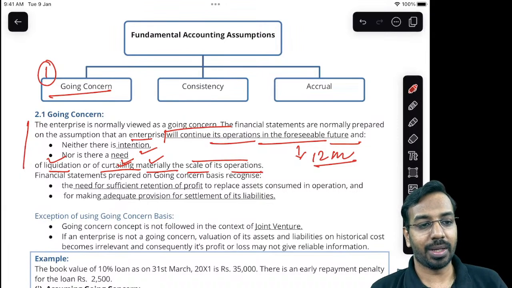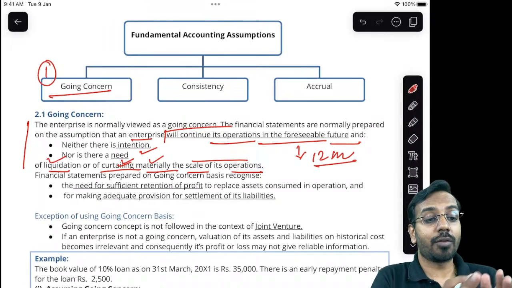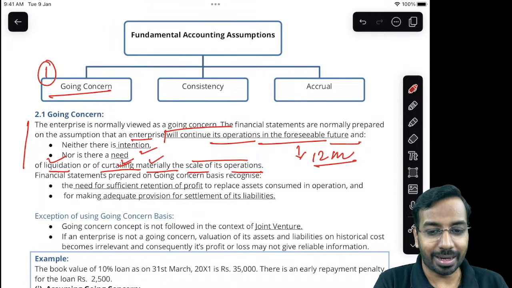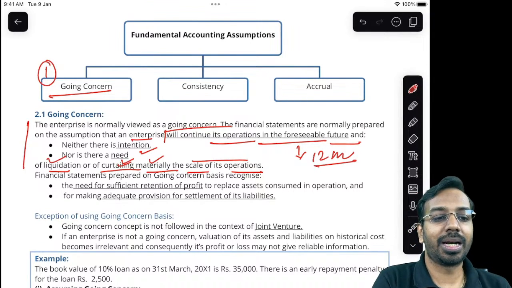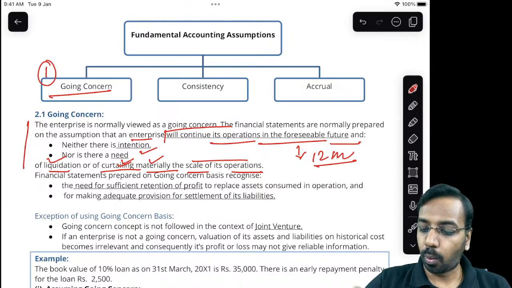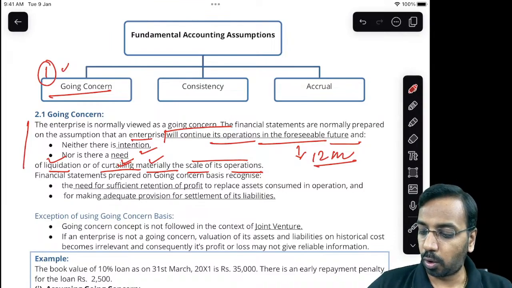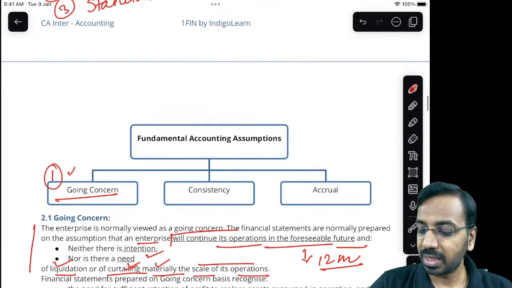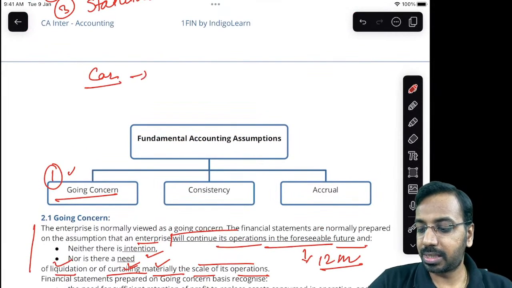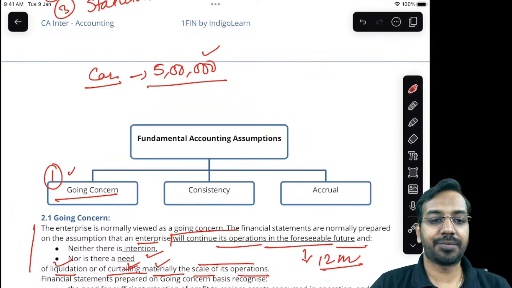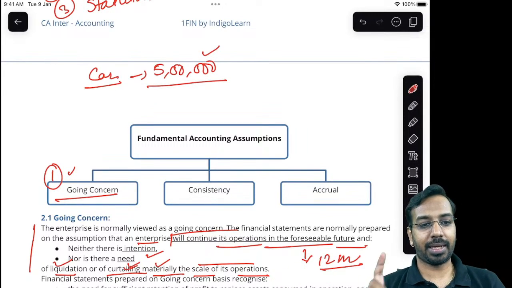All the financial statements are prepared using this assumption. If financial statements do not follow this assumption of going concern, then you have to disclose that the fundamental accounting assumption has not been followed. Now what happens is, if going concern is followed, for example, if there is a car, this car is worth 5 lakh in the books. We show the car as property, plant and equipment at 5 lakh in the books.